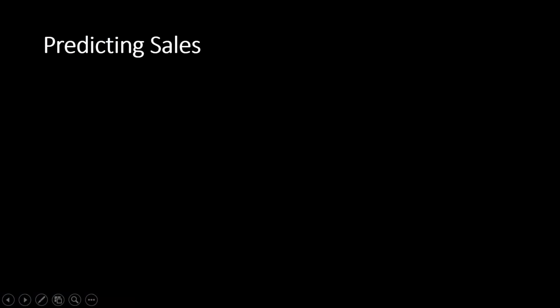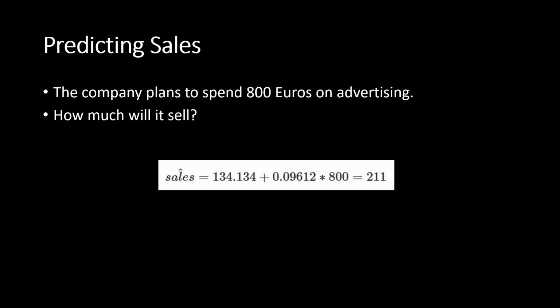After fitting the model, we can use the estimated coefficients to predict sales for different values of advertising. Let's suppose that we want to predict sales for a new product and the company plans to spend 800 euros on advertising. So how much will the company sell then? We can easily compute this by the following equation. So just putting the coefficients there and the expected advertising expenditures, but we can also calculate this easily in R.